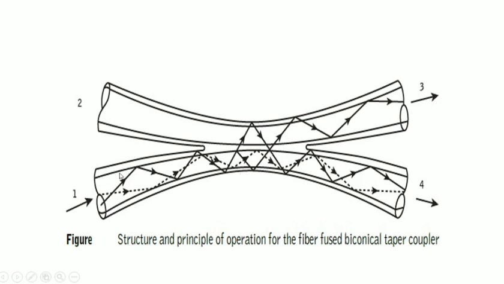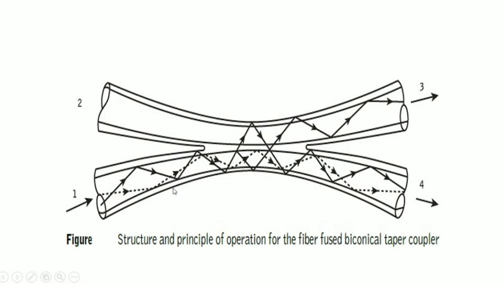This part will be the core. This will be the cladding part. So two fibers are there. We have 4 ports. The straight line is higher order modes. The dashed line is lower order modes. This part we call the input side and this part the output side. On the input side we have port 1 and port 2. On the output side we have port 3 and port 4. So this is the FBT coupler, the fused biconical taper coupler.